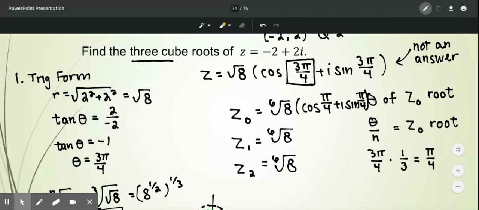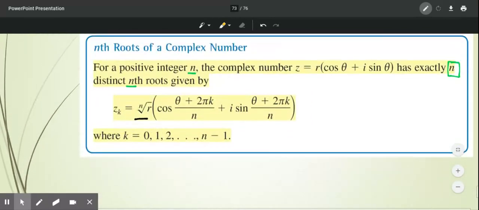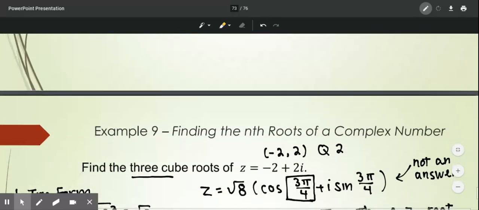And that step right there comes from your formula right here, where it tells you we're doing the nth root. And then that first one is your theta divided by n. That's where that is in the formula. And then to find your next roots, you're going to add 2 pi over n to get the rest of the roots. So that's how that formula works.